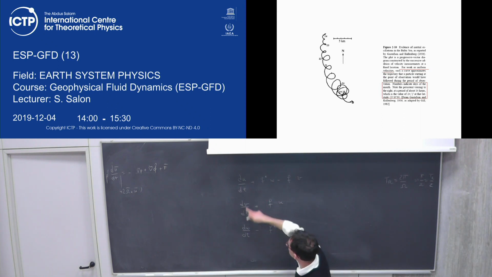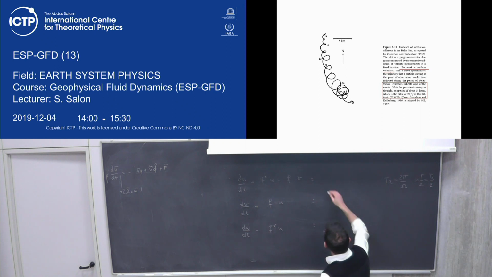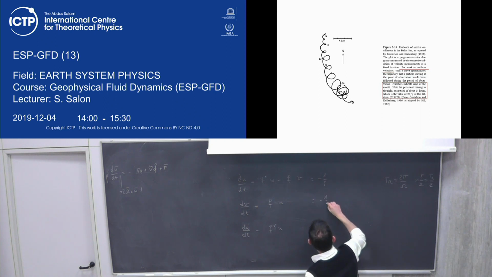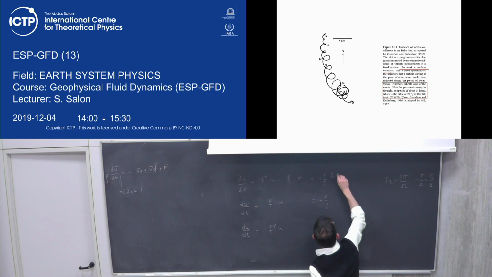So we already started with this one. Then we can have 1 over rho, minus 1 over rho, minus 1 over rho. Then we have the pressure gradient, so d x P.